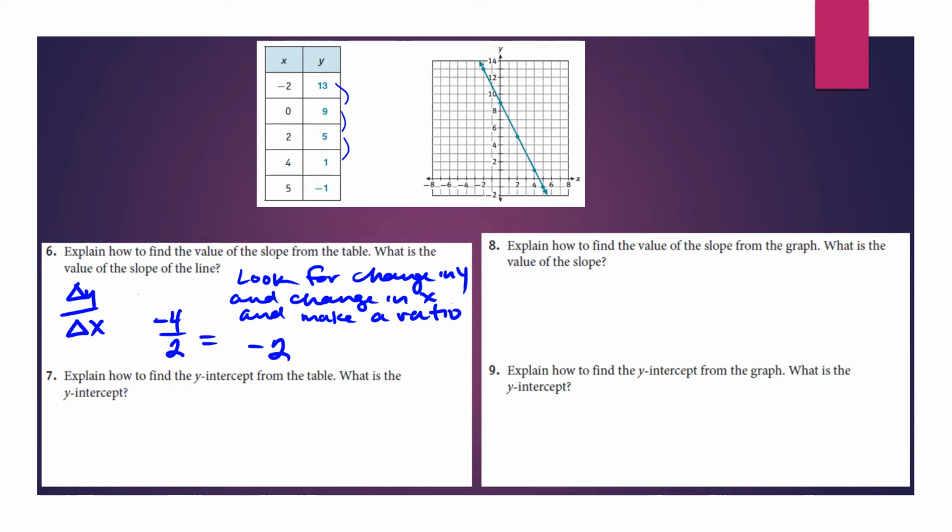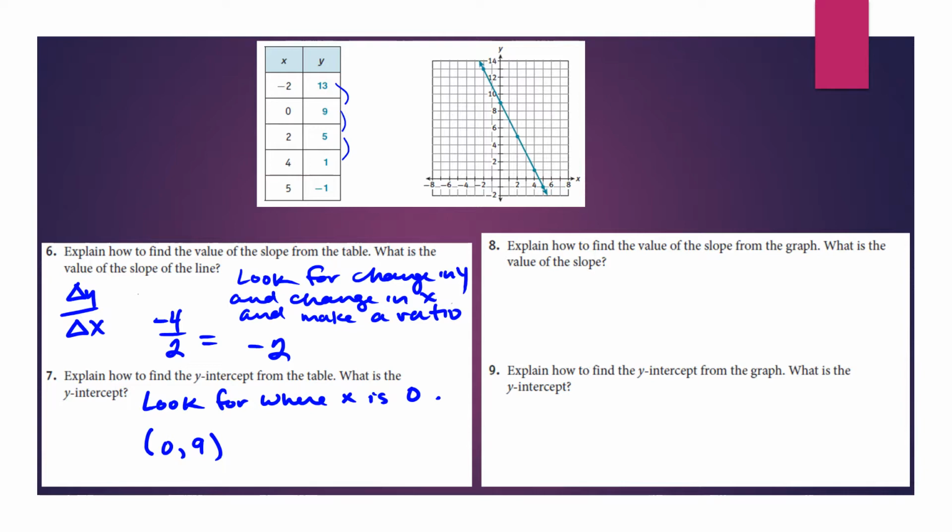Then it says explain how to find the y-intercept from the table. So we look for where x is 0, and it is (0, 9).